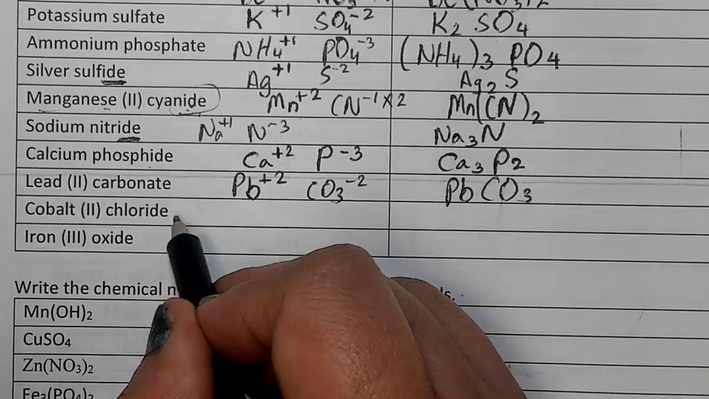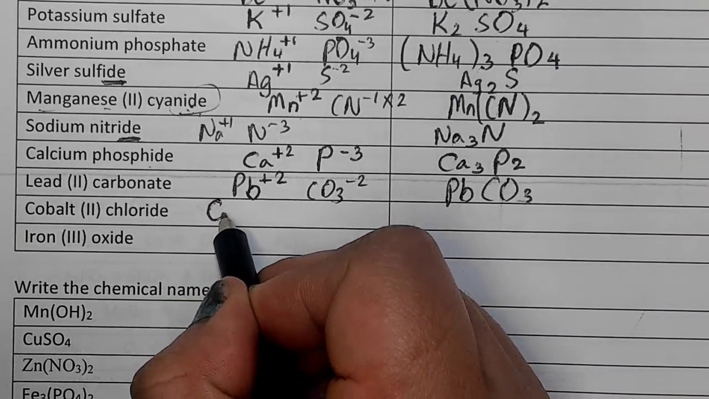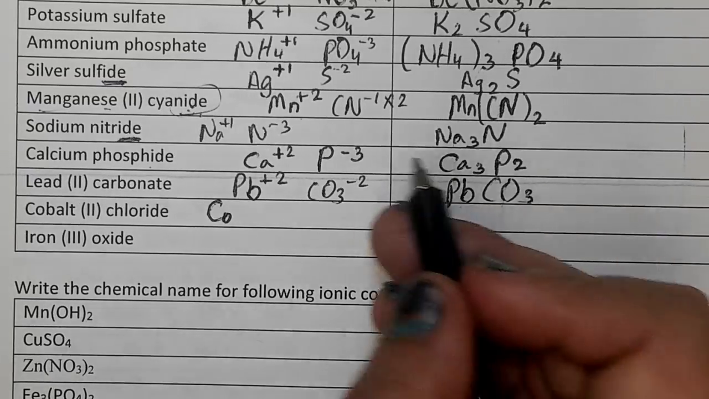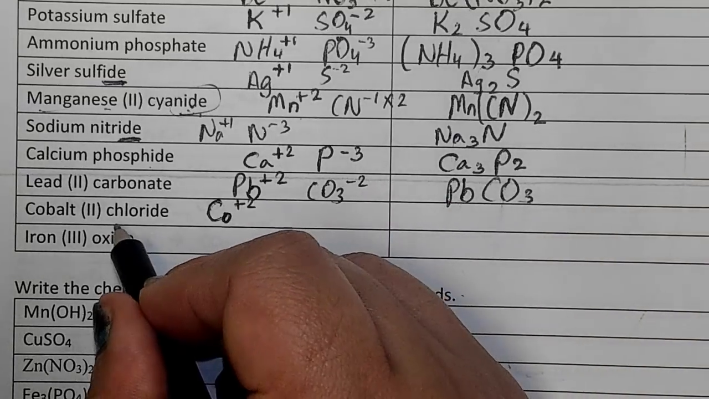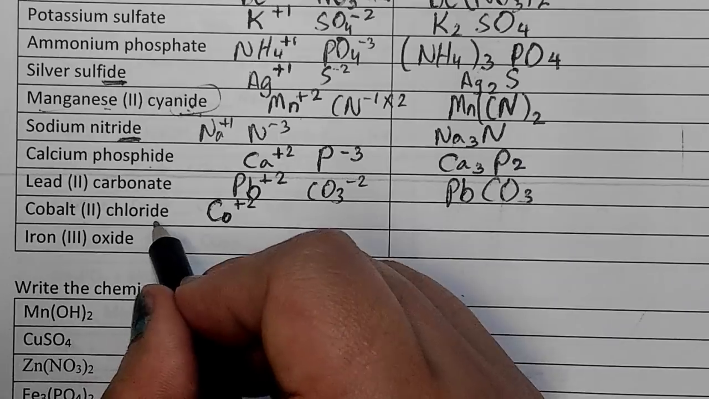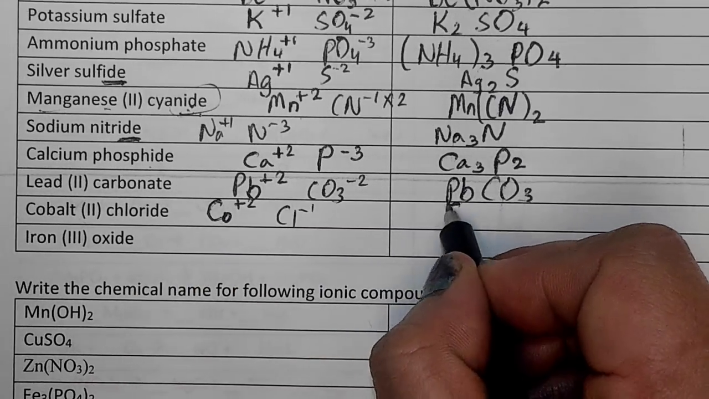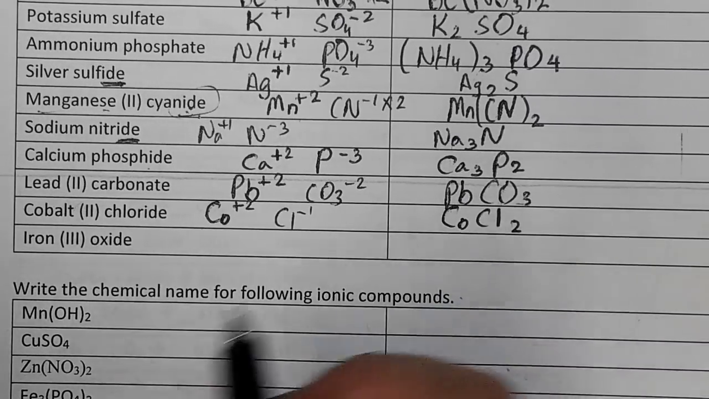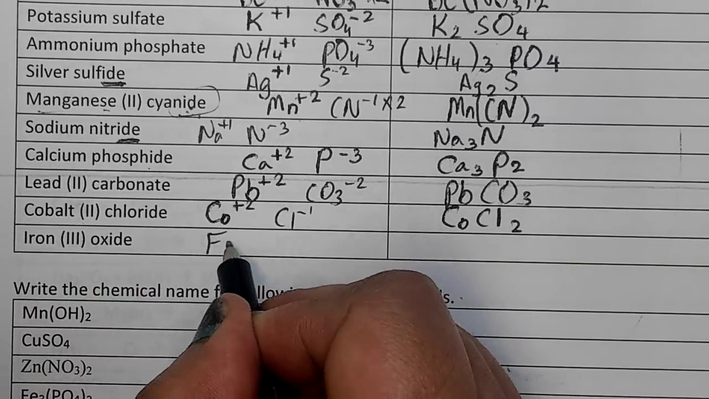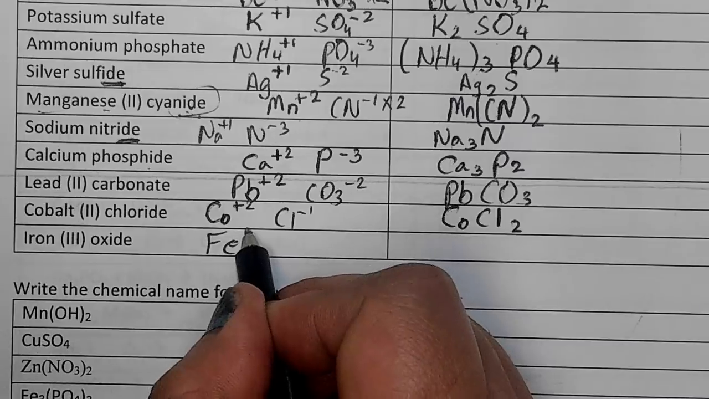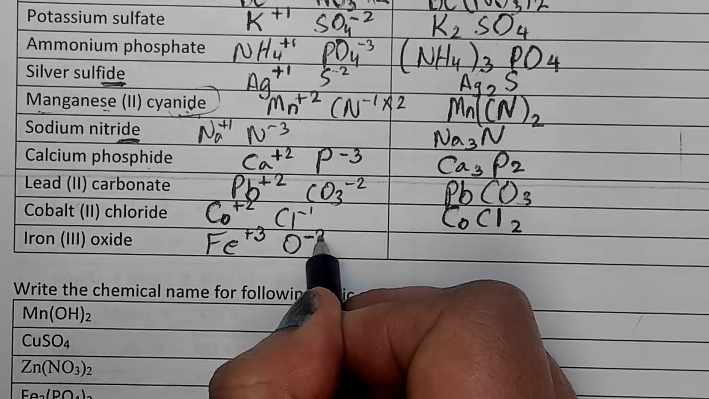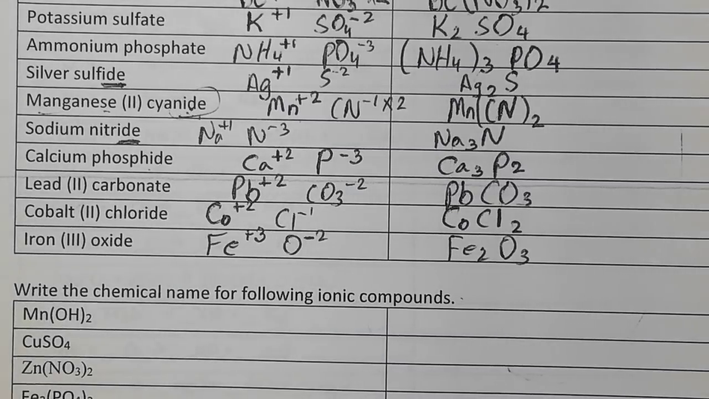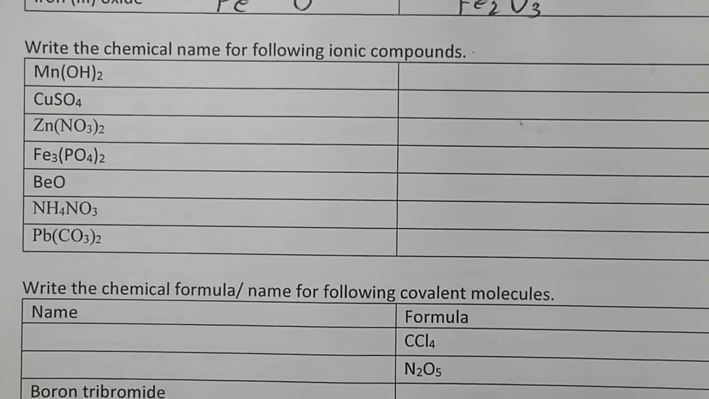All right, cobalt. Cobalt, be careful with this. It's big C with a little o. If you write big C and big O, that would be carbon monoxide. Make sure you're careful with that. This is +2 because it's told you here. Chloride, Cl -1. So this is CoCl2. Notice it's a Cl, not Ci. Iron, Fe, not F. Fe, remember that. +3. O is -2. Therefore, Fe2O3.